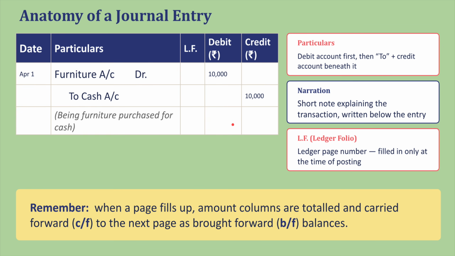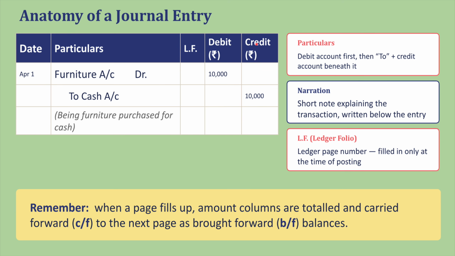Now, how to write a journal entry? So if you see a journal, this is the format. First we'll have the date, then the particulars, then the LF. LF is nothing but the ledger folio, because from the journal entry it will be posted to the ledger account. So that is the ledger folio number, the account number. Initially it used to be recorded in physical books, so ledger books will have something similar to a page number, so that number will be entered here so that you can easily locate your ledger accounts.